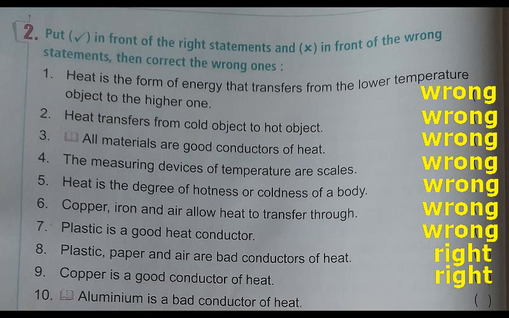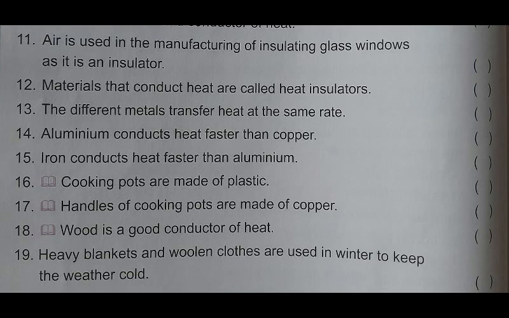Aluminium is a bad conductor of heat. The statement is wrong. هنشيل aluminium ونحط أي حاجة من الحاجات اللي هي bad conductor of heat, such as plastic, glass, paper, wood. Statement number 11. Air is used in the manufacturing of insulating glass windows as it is an insulator. The statement is right.